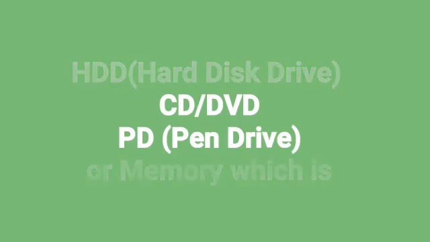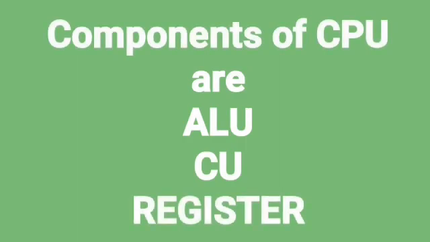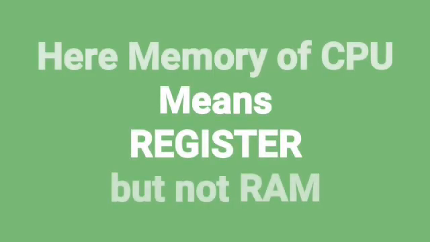Then we have seen the components of a CPU. The components of a CPU means ALU, CU and memory. Here memory means not RAM, but the memory of the CPU, that is register.